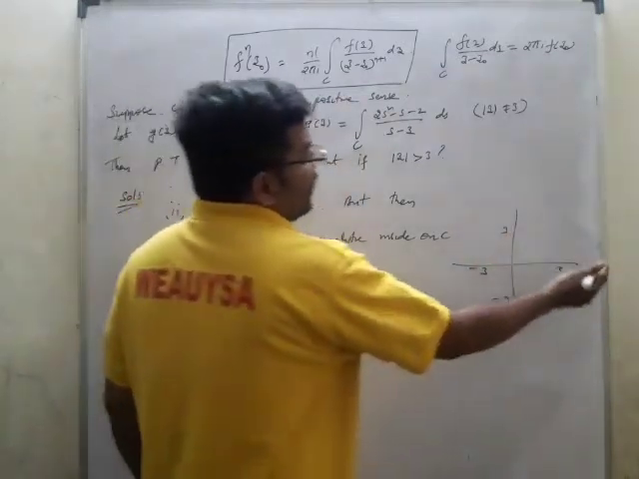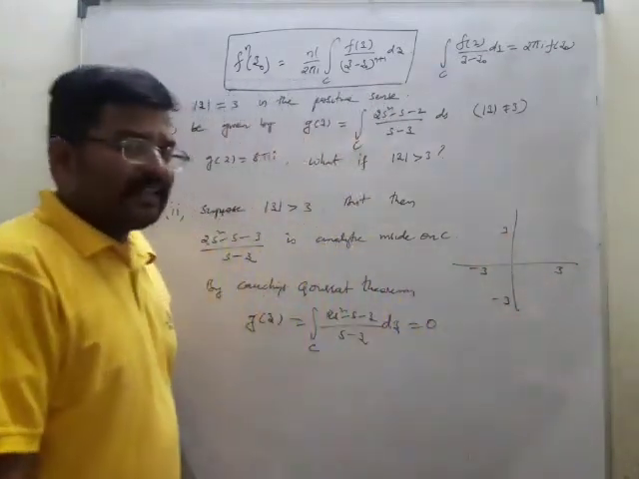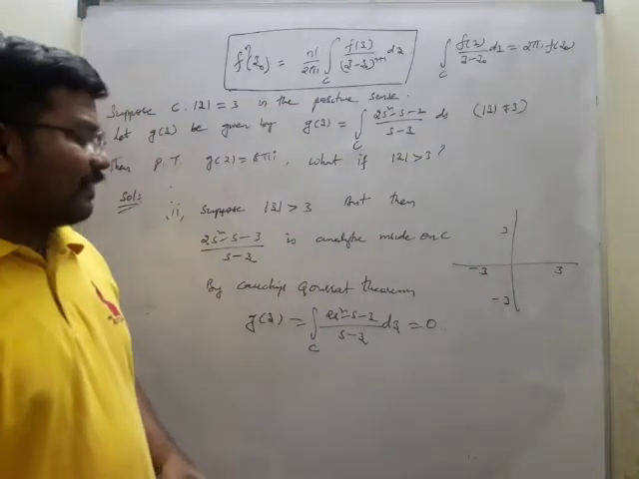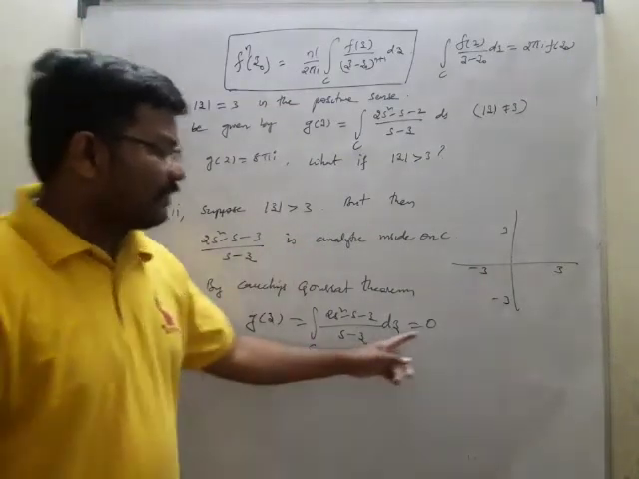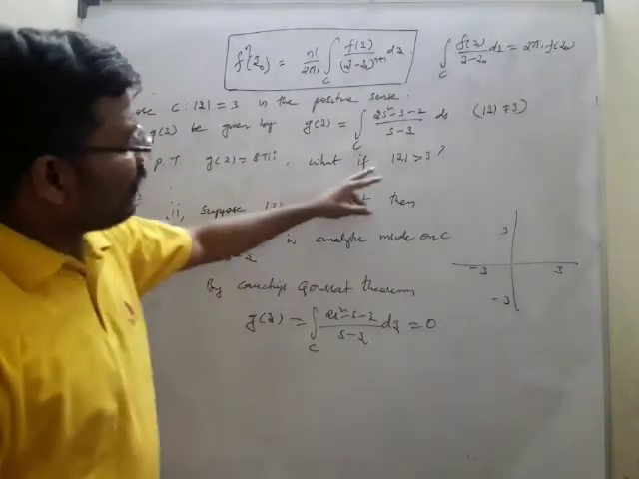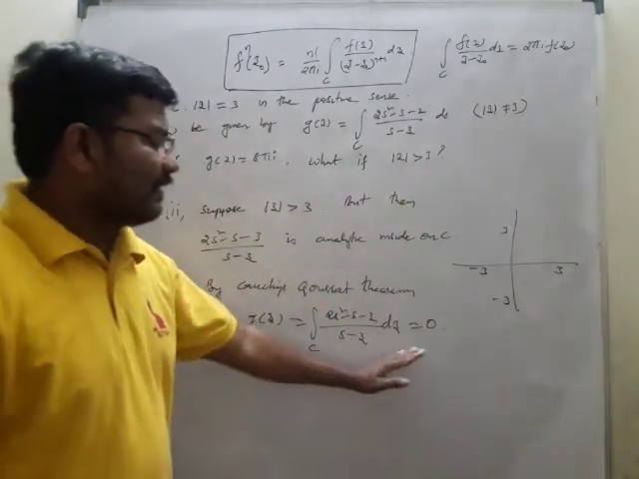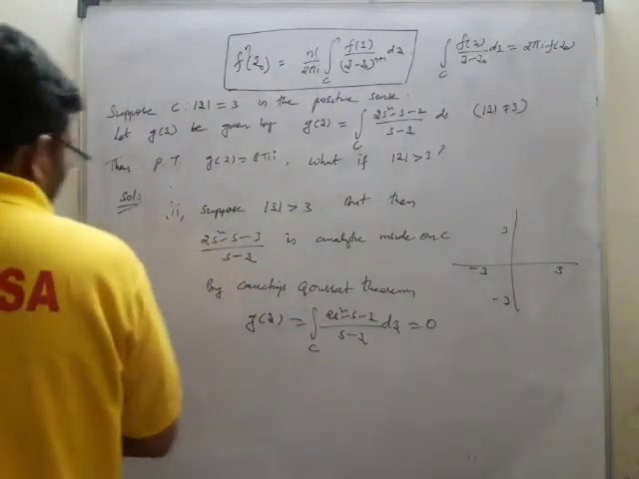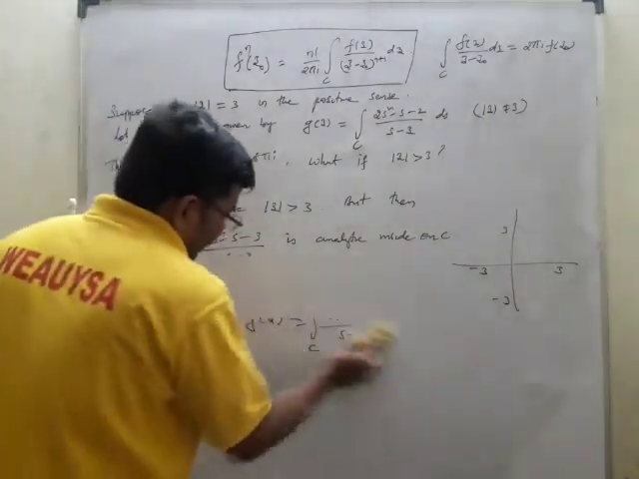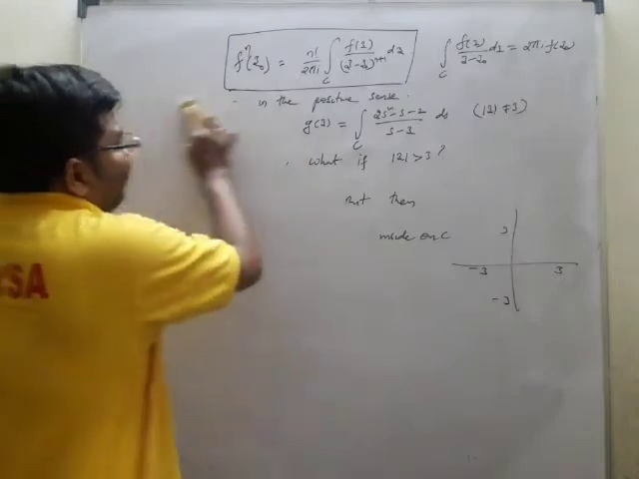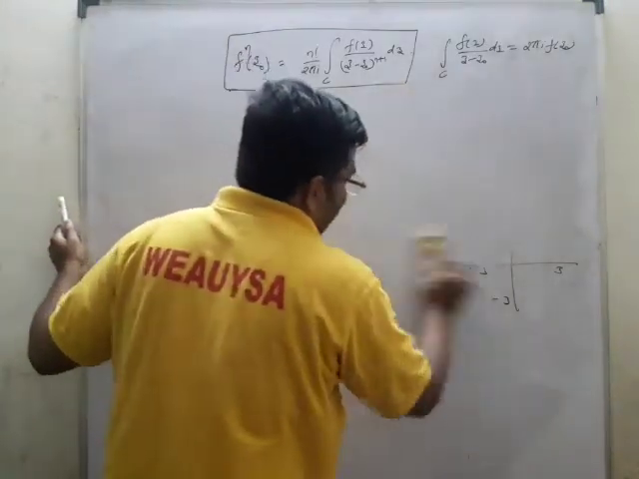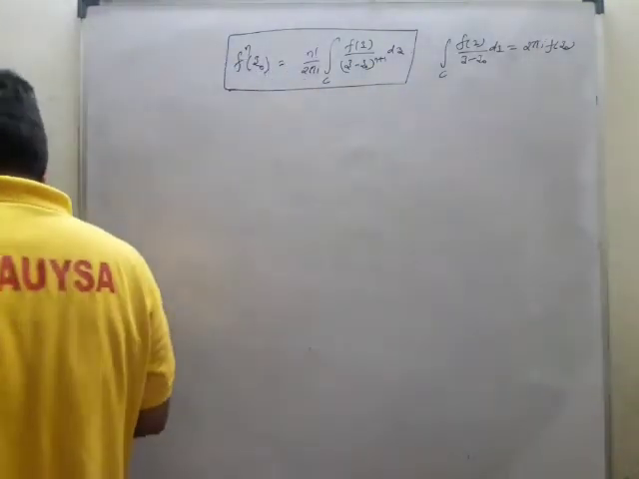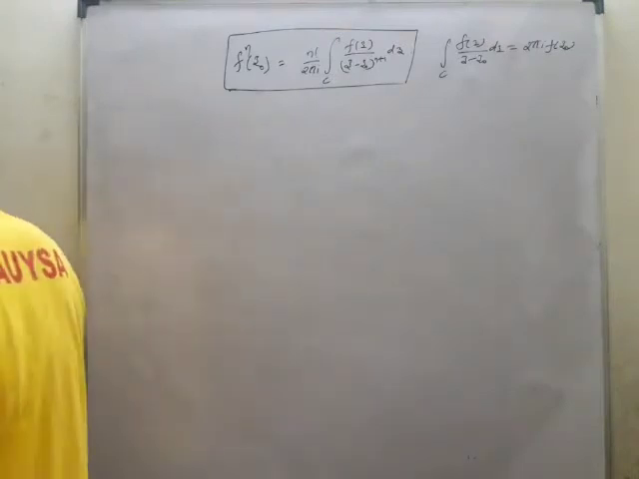The point is outside of the region. Whenever the point is outside of the region, for that point according to the Cauchy-Goursat theorem, the integral is equal to 0. So this is the way of doing the problem for mod z greater than 3. Now the next problem we'll try to solve by using Cauchy's integral formula.